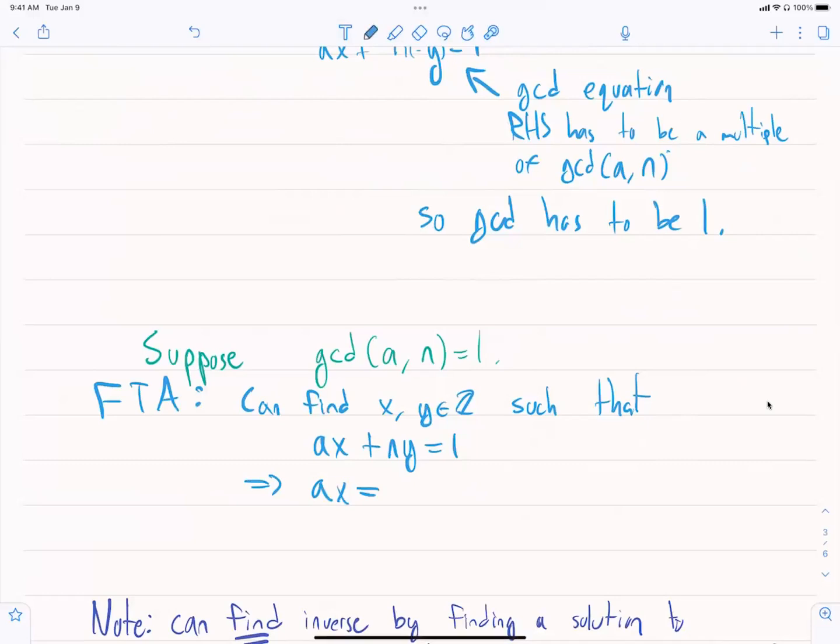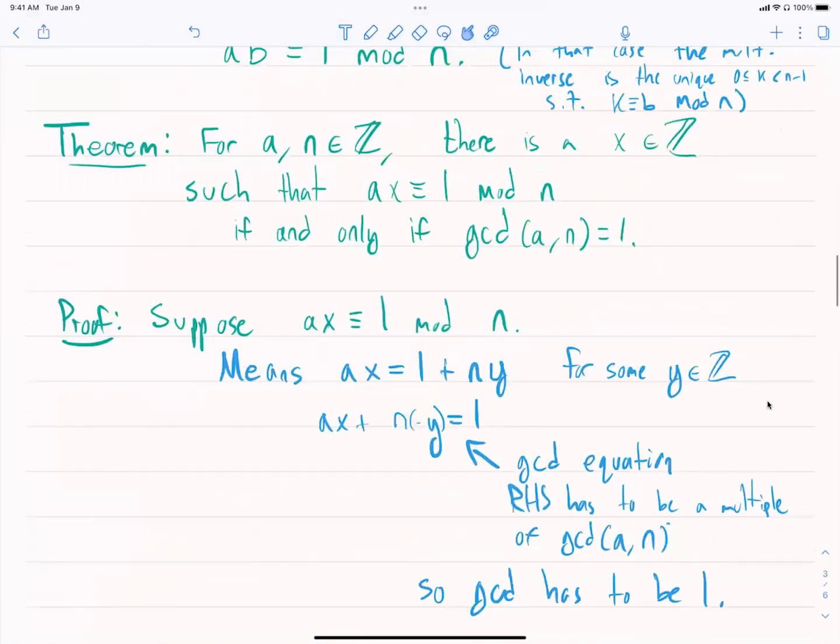So ax is equal to 1 minus ny, which is congruent to 1 mod n, because I just took 1 and I subtracted off some multiple. So ax is congruent to 1 mod n. Good, and that's what I was looking for. So I was starting from having the GCD of a and n be equal to 1 and going to saying that I can find a solution to ax is congruent to 1 mod n.